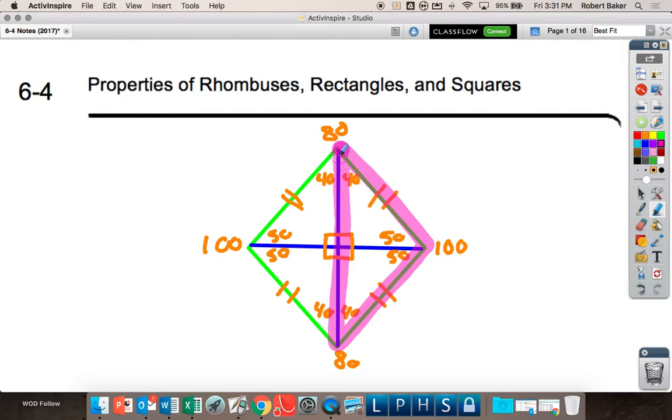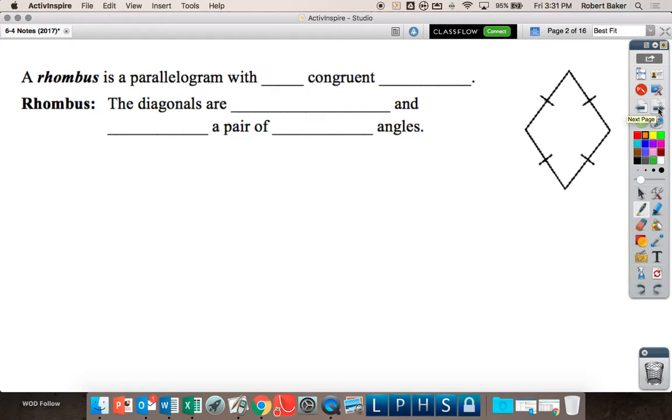So let's go through our notes and fill in the blanks so you can actually remember these properties. A rhombus is a parallelogram with blank congruent blank. Four congruent sides. So that is the only thing that makes a rhombus a parallelogram. It has four congruent sides.